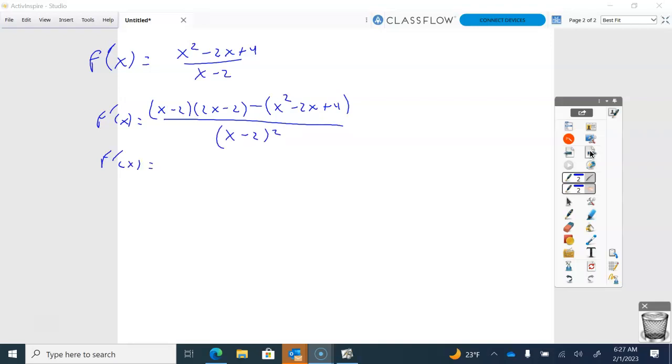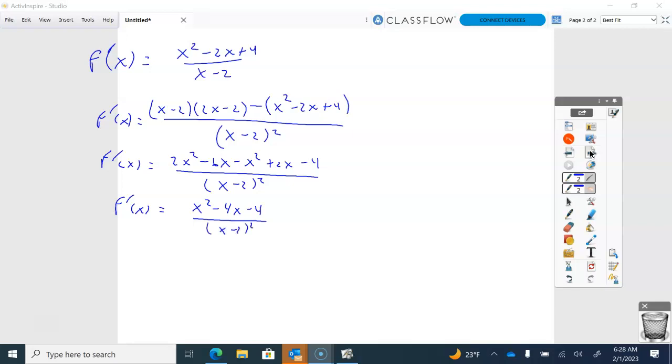Keep going to simplify it, and I'm going to get 2x squared minus 6x minus x squared plus 2x minus 4 all over x minus 2 squared. And then I'm getting a little more work here. And again, if you need to pause it, slow it down, make sure you know what I'm doing. That's fine. I get x squared minus 4x minus 4 all over x minus 2 squared.